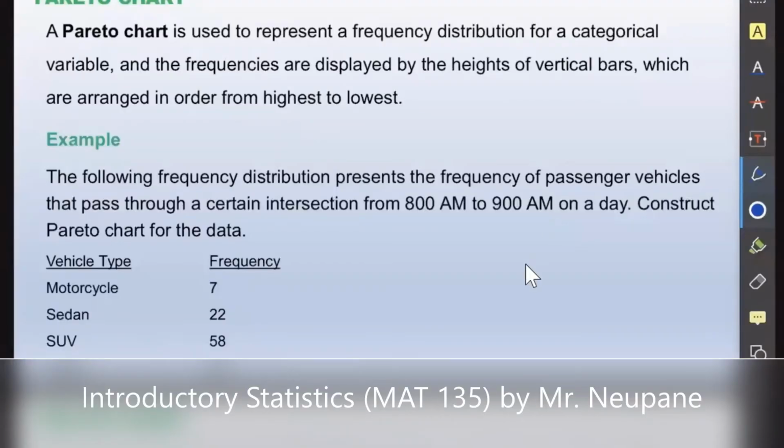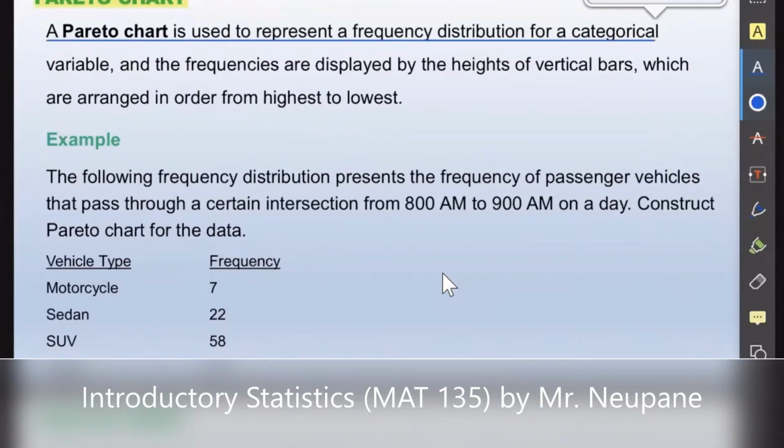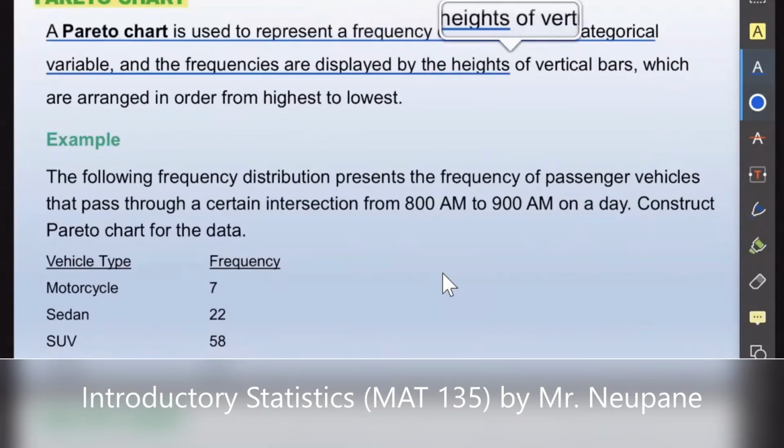Okay, next one is a special type of bar graph, but we don't call it a bar graph. Instead, we call it a Pareto chart. So what is a Pareto chart? First, we are going to define this. A Pareto chart is used to represent the frequency distribution for a categorical variable, just like the bar graph. And the frequencies are displayed by the height of the vertical bars, which are arranged in order from highest to lowest.